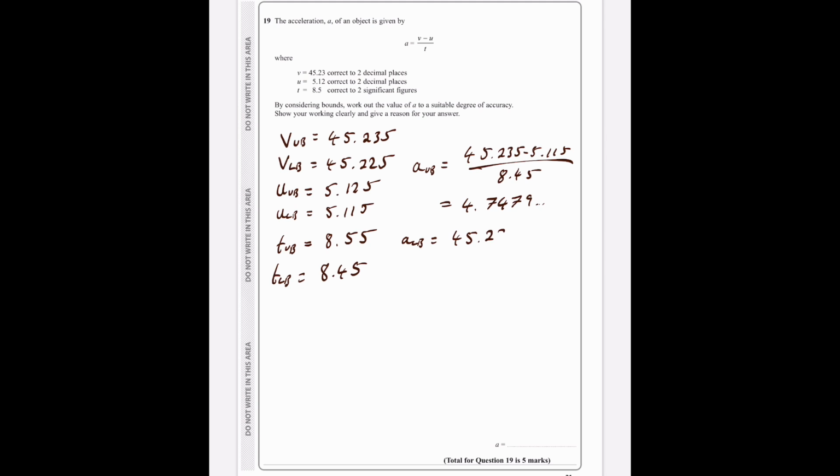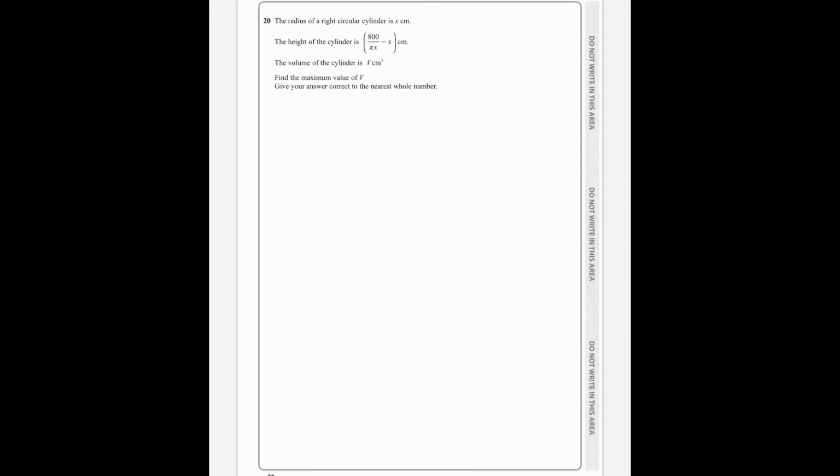For the lower bound, we're actually going to choose the opposites to all of those. We want v to be as small as possible, u to be as big as possible, and t to be as big as possible. That will give us the lowest outcome, and it comes out as 4.69298. Then looking at rounding those, if you rounded it to 2 decimal places, you'd get different answers. So we'll round it to 1 decimal place, 4.7, and that's our value of a.